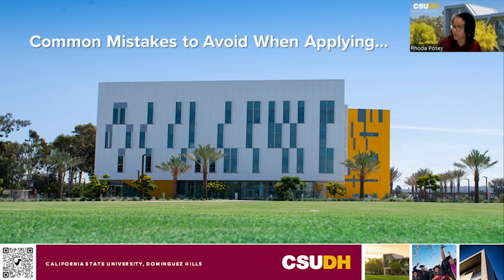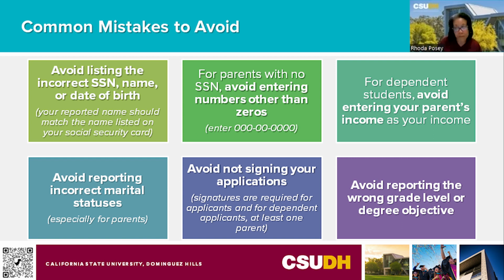I think this will close it out. This always helps. You want to avoid listing incorrect Social Security number, incorrect name or date of birth, so no nicknames. You want to make sure that your name is matching your Social Security card if you have one. For the parents with no SSN, you want to avoid using numbers other than 0. So if your parents don't have an SSN and you're required to put in parent information because you're a dependent student, just put in zeros, okay?